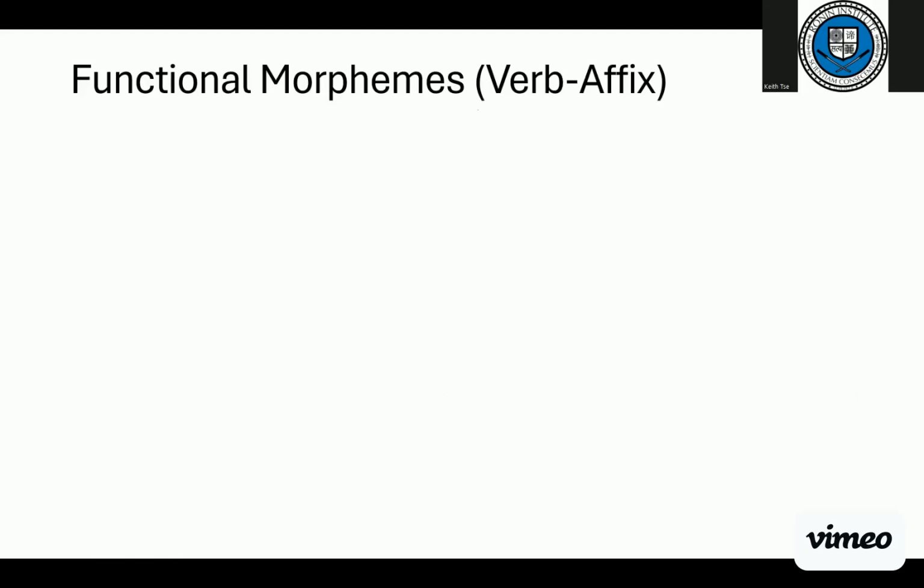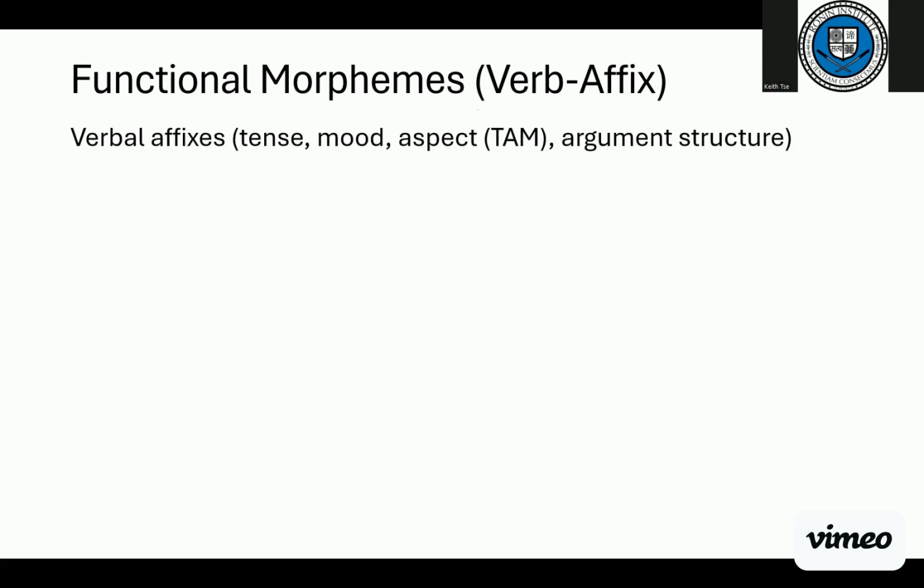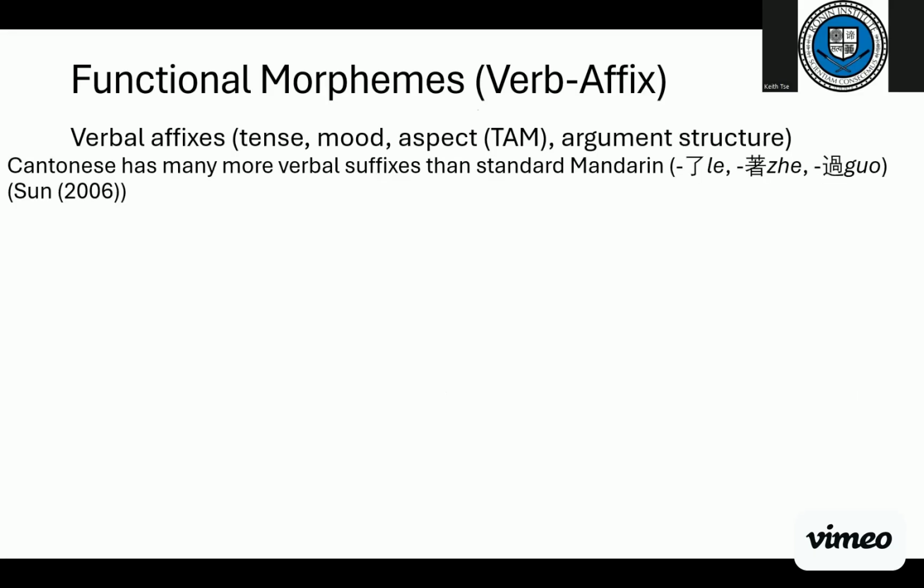Now, there are some differences between Cantonese and Mandarin that are worth pointing out. So, for example, verbal endings. Chinese is full of verbal endings, and they express different types of tense, mood, and aspect, TMA. And also, they can express different argument structures as well. Okay, so Cantonese has many more verbal endings than standard Mandarin, where the three most common verb endings are le, zhe, and guo, as Sun Shaofen has pointed out.